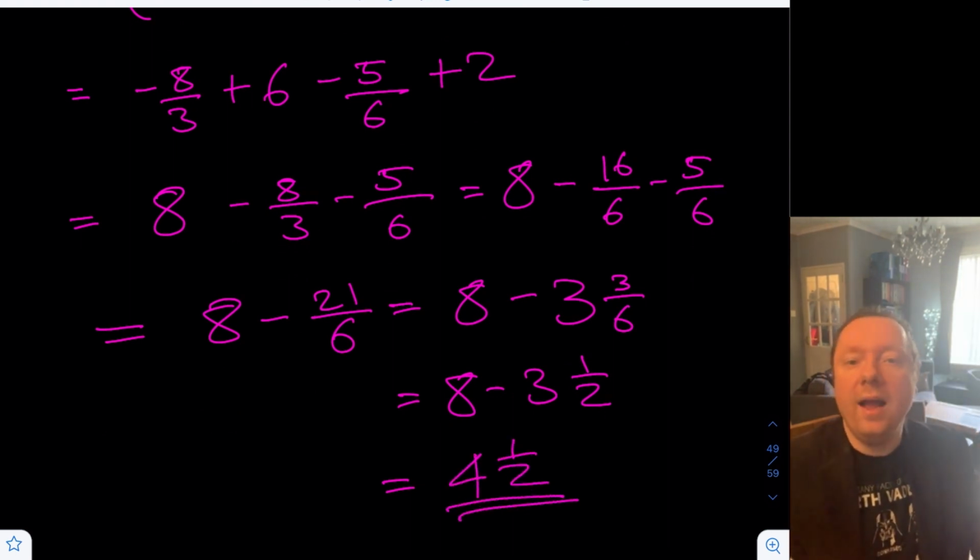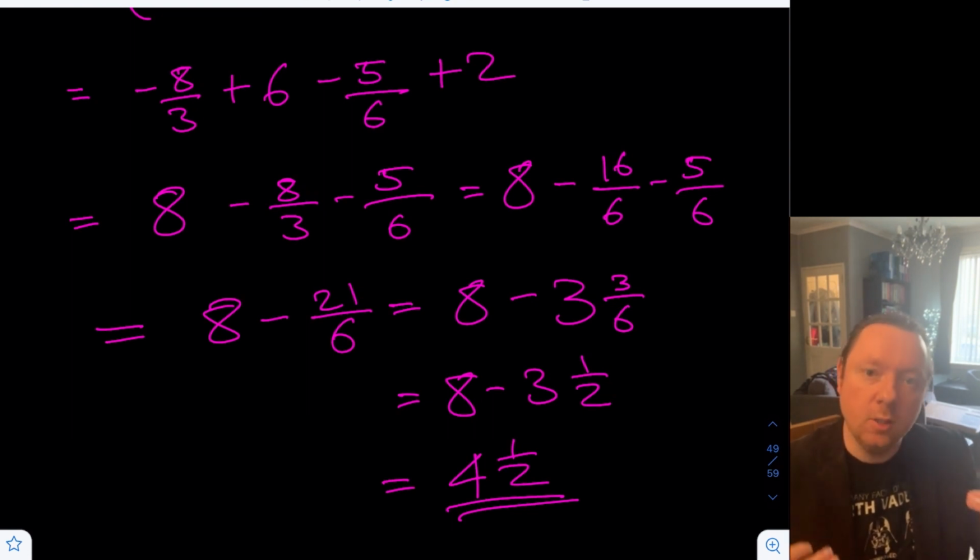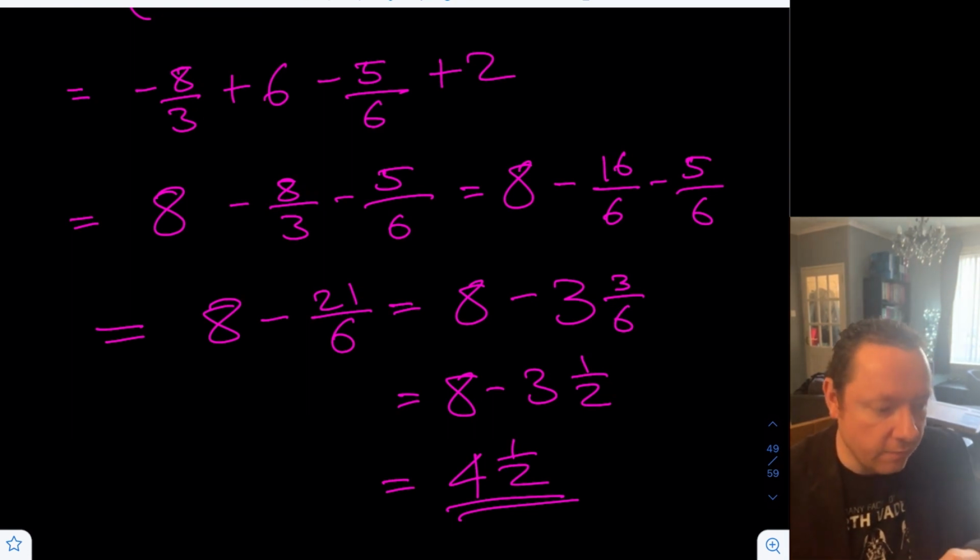Don't worry about all that extra substitution and what you need to do. You get most of the marks for getting to the point of substituting in. Okay, so don't worry if you can't get that far.